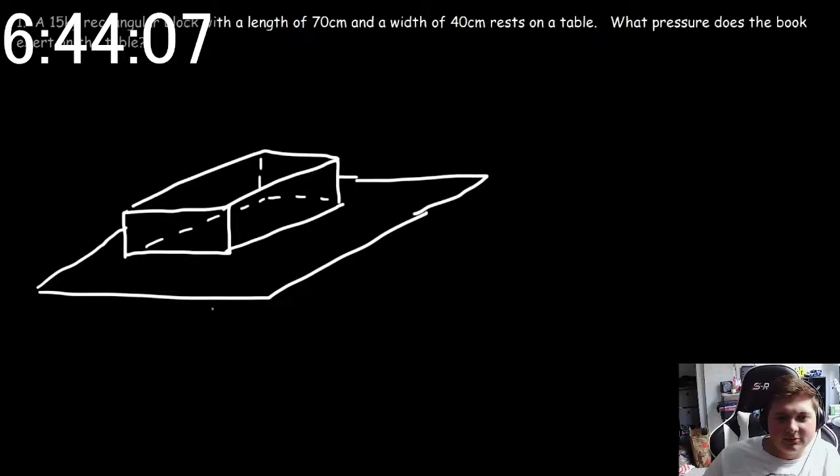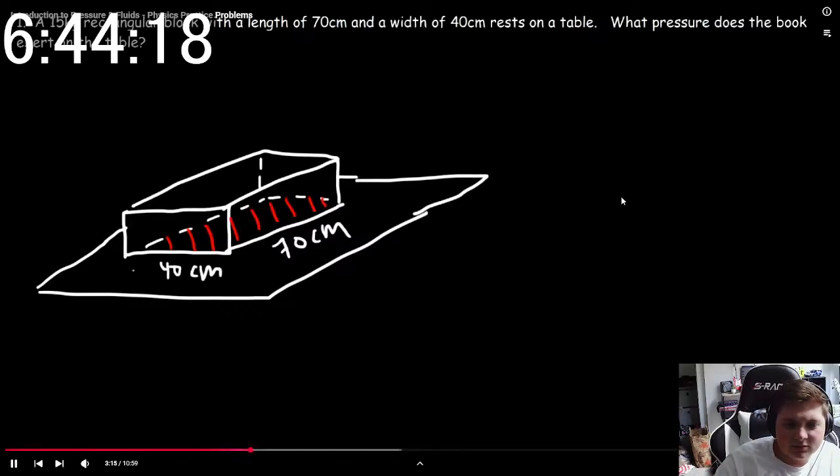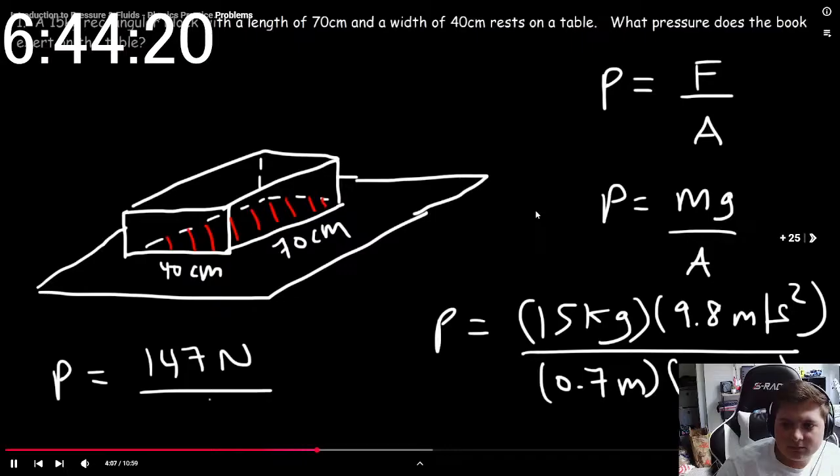Now that book is going to exert a weight force on the table. And that force is applied over the area of the book, the bottom area. Now we have a length that's 70 centimeters and a width of 40 centimeters. And we know that pressure is force over area, with the area being 0.7 times 0.4.